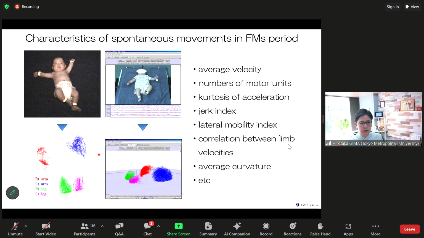Then we examined various indices calculated from this time series coordinate data and examined the relationship to the motor characteristics of fidgety movements. For the indices, we considered average velocity, number of motor units, kurtosis of acceleration, jerk index, lateral mobility index, correlation between limb velocities, and average curvature.